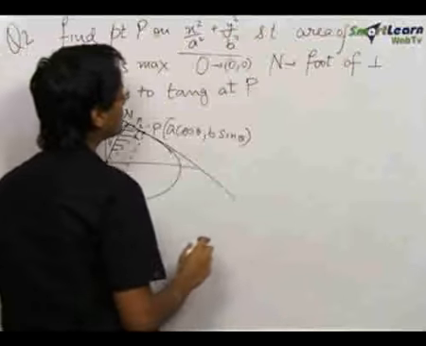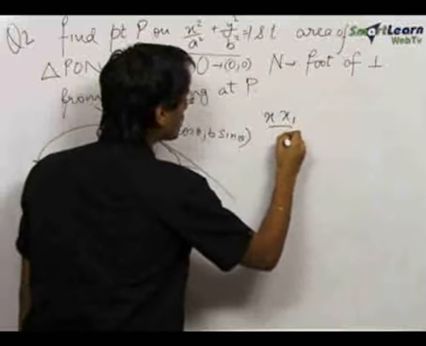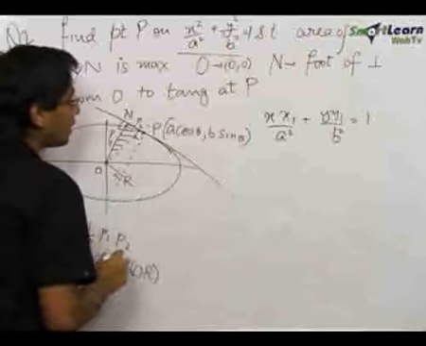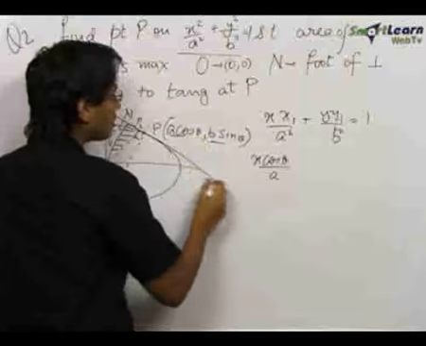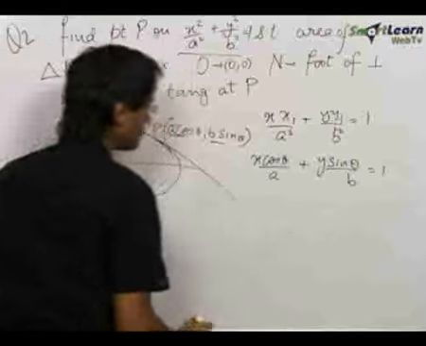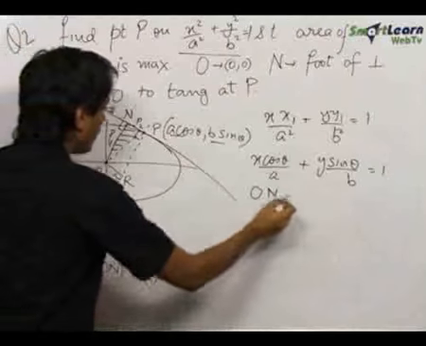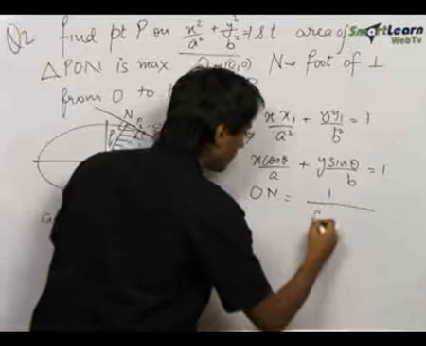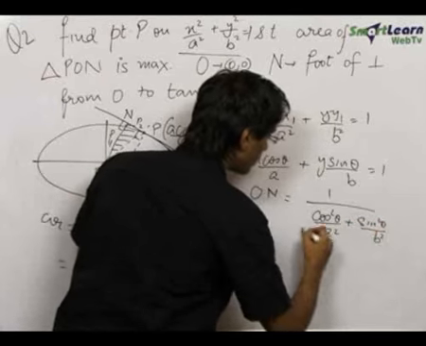Now for an ellipse, x square by a square plus y square by b square is equal to 1. The tangent can be written as x x1 by a square plus y y1 by b square is equal to 1, where (x1, y1) is the point at which the tangent is made. On putting x1 as a cos theta and y1 as b sin theta, we get x cos theta by a plus y sin theta by b is equal to 1. The length of ON, the perpendicular drop from this point O, will be equal to 1 divided by the square root of cos square theta by a square plus sin square theta by b square.